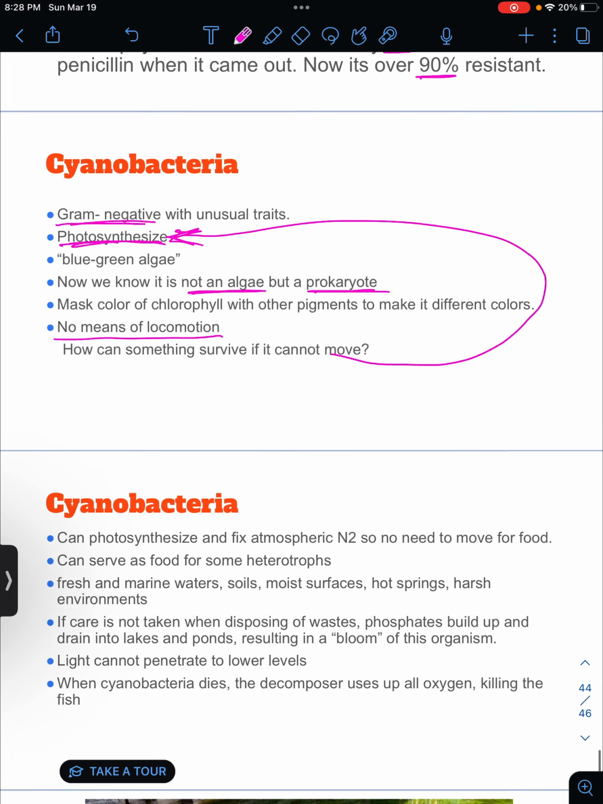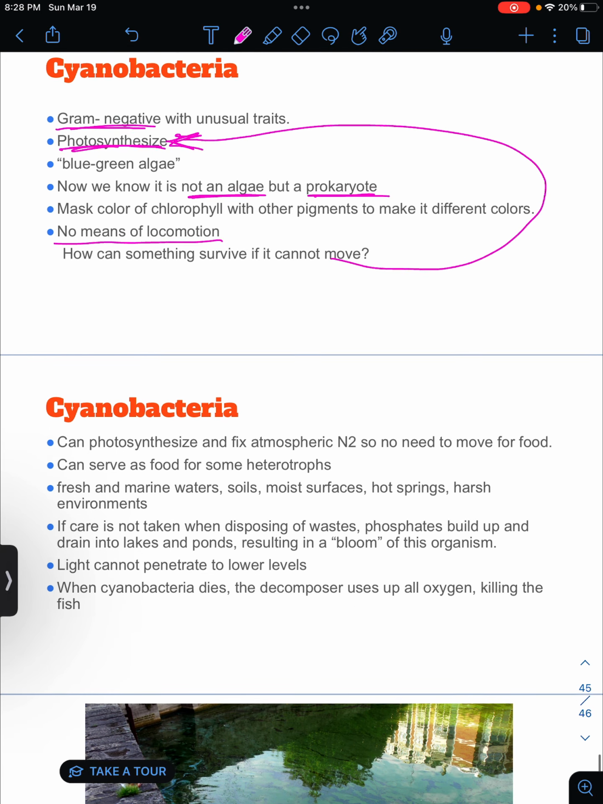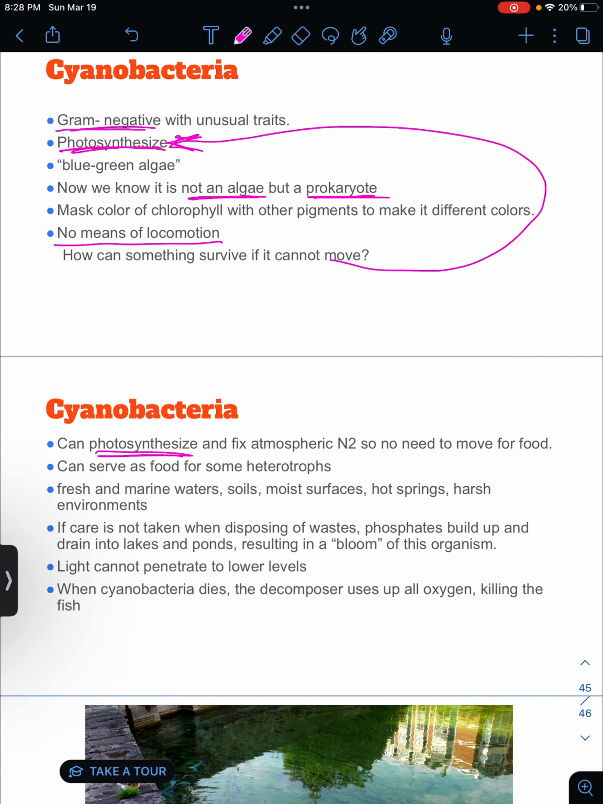This is cyanobacteria, probably making you dizzy. It can photosynthesize. It can also fix nitrogen gas, so no need to move for food. It also serves as food for some of our heterotrophs. It can be found in fresh and marine waters, soils, hot springs, harsh environments, things like that. Phosphates can build up and drain into lakes and ponds, resulting in a bloom of this organism. If we don't take care of it, we've probably seen this around in our water.